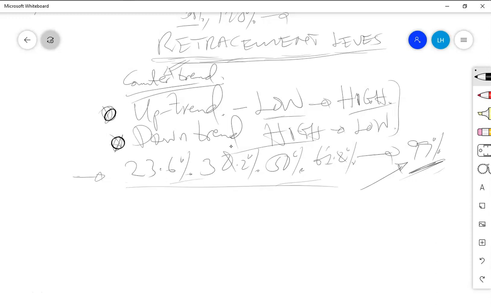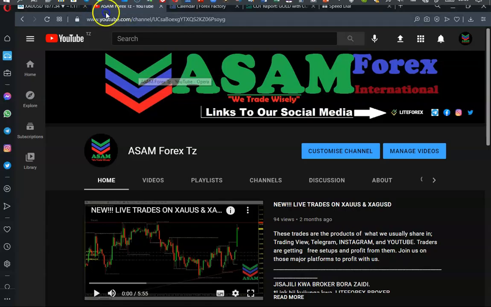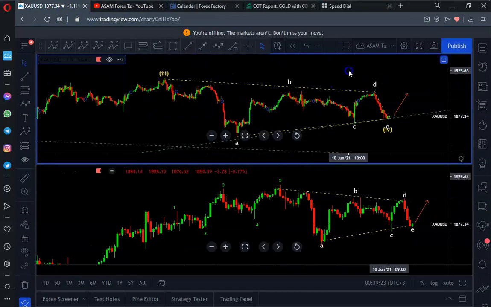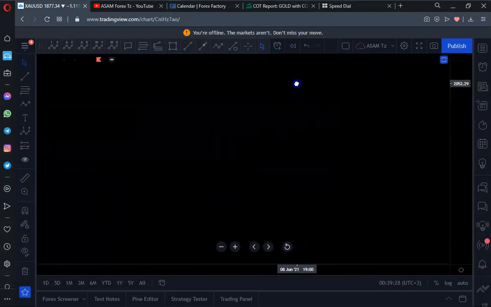So now let's go to TradingView. What I need to show you here is how you can obtain those retracement levels. This is a very basic thing, very common, everybody knows. But things like extension and expansion are very rare. There are very few people who know about extension and expansion.